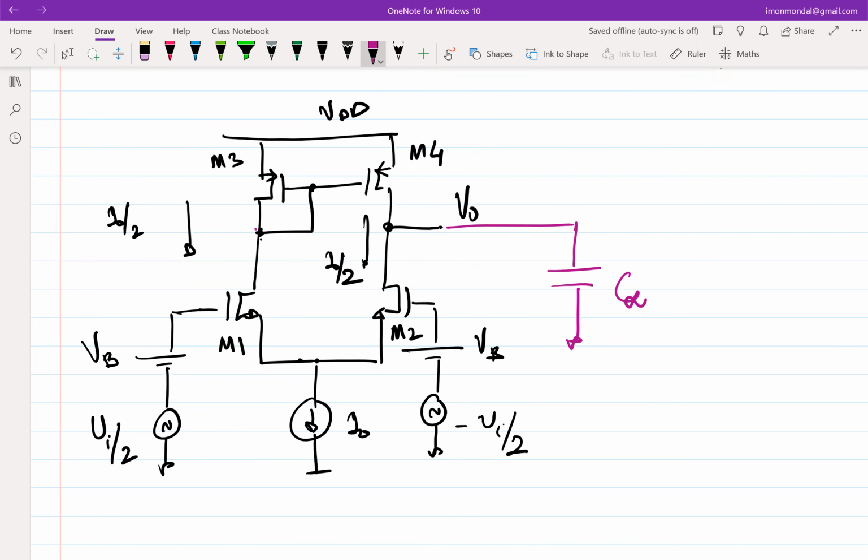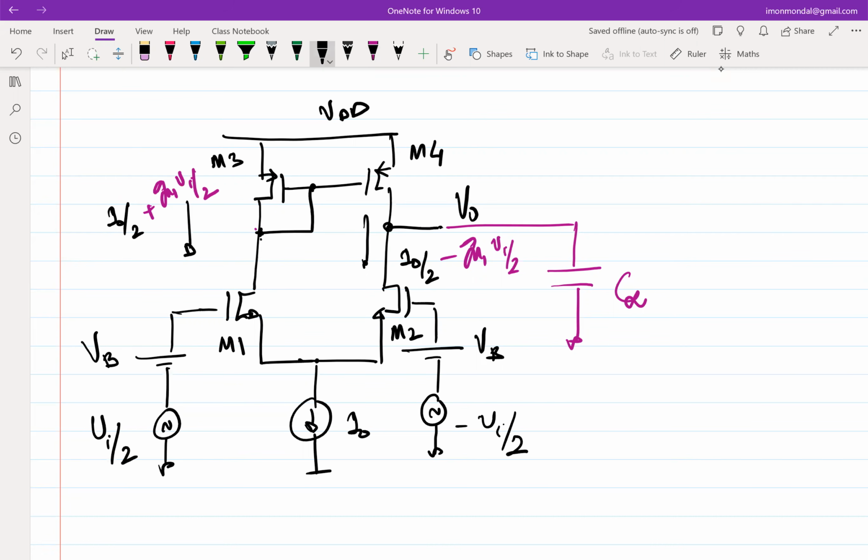The total current through M1 will be quiescent plus incremental. Incremental through M1 is GM1 times Vi by 2. So I0 by 2 plus GM1 times Vi by 2. What will be the total current through M2? It was I0 by 2. It will be I0 by 2 minus GM1 times Vi by 2. Okay, makes sense? M1 and M2 are identical. What about Vx? Is it 0 voltage?